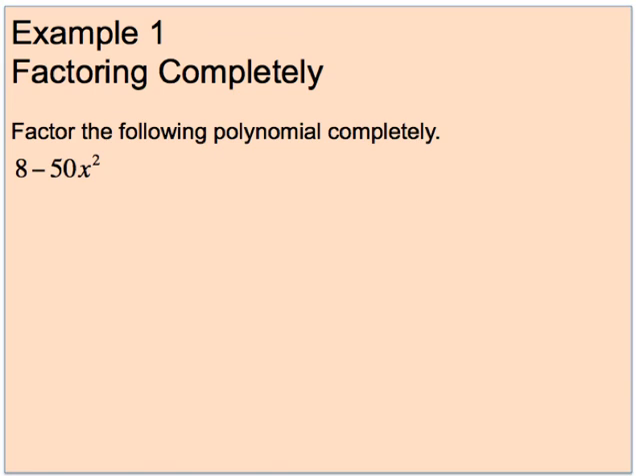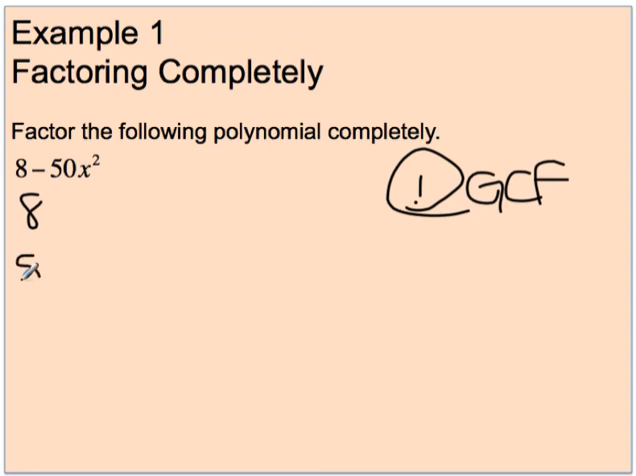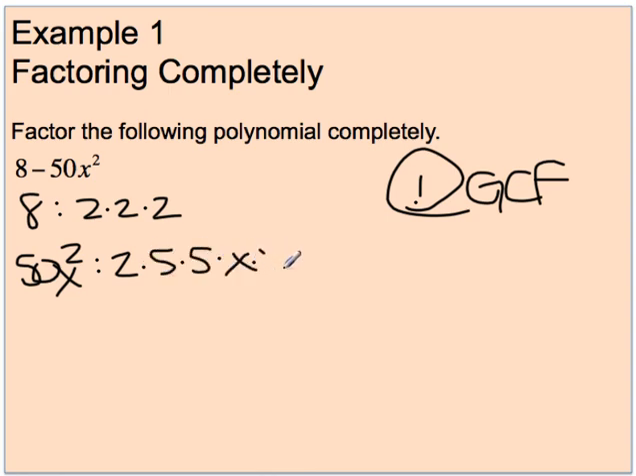The first thing that we want to do is we always want to think greatest common factor. So here I want to think, what do 8 and 50x squared share? 8 I know can be written as 2 times 2 times 2. 50 can be written as 2 times 5 times 5. And the x squared gives us 2 x's. So there's at least a 2 that we can pull out of this polynomial.